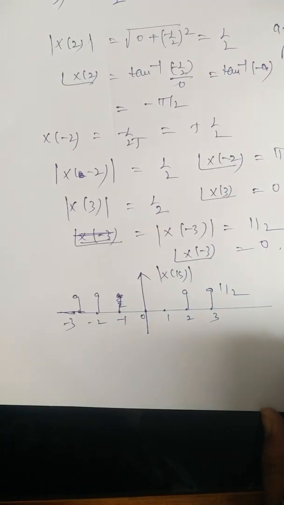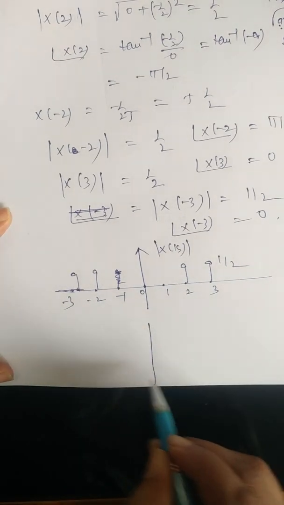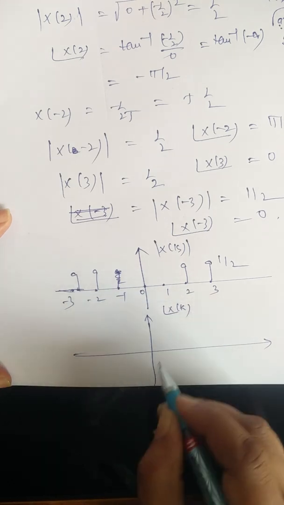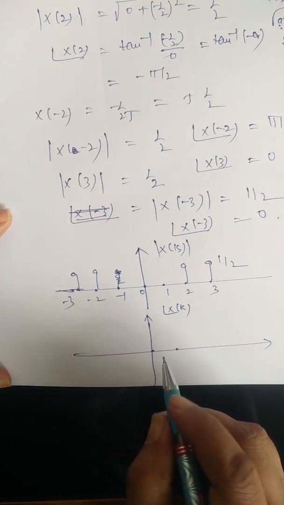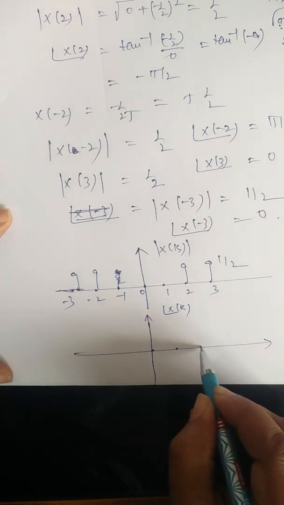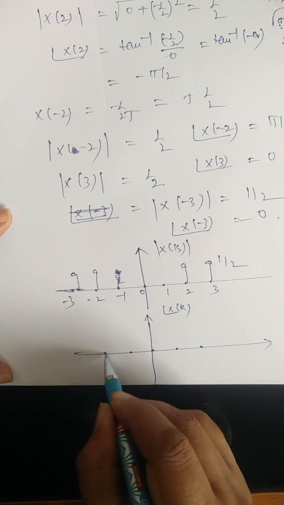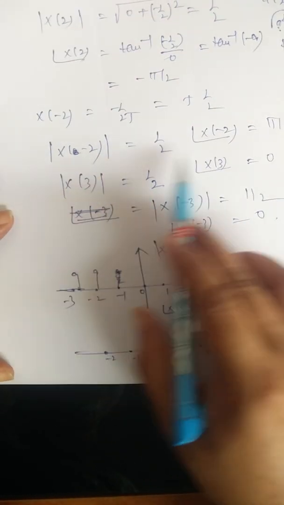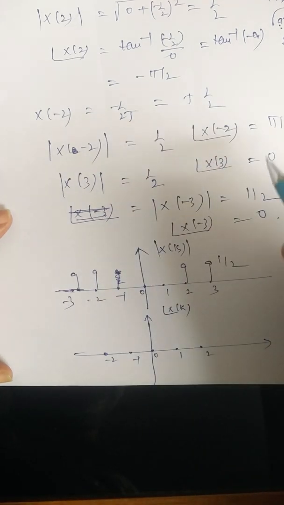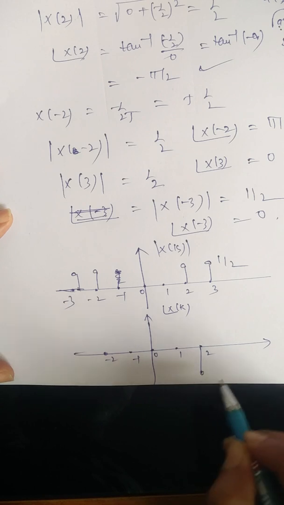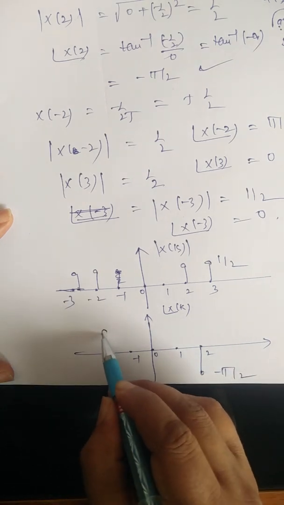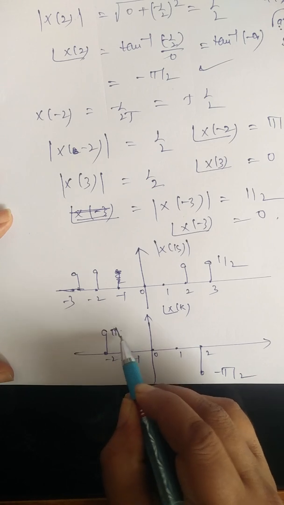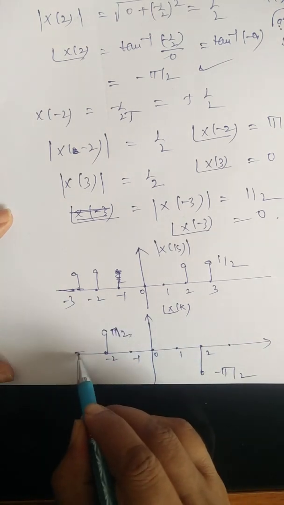Now, its phase part. This is k, and this is the angle of X of k. At 2 you have minus pi by 2, this is minus pi by 2. At minus 2 it is plus pi by 2, this is plus pi by 2. At 3 it is 0, and at minus 3 it is 0.